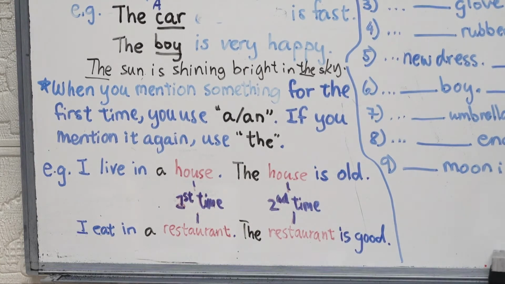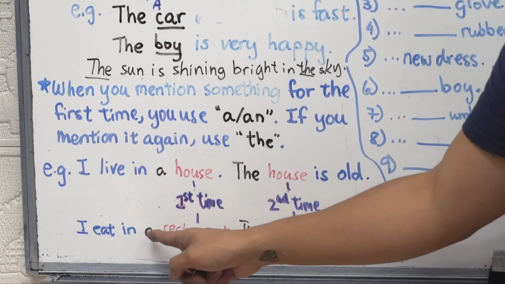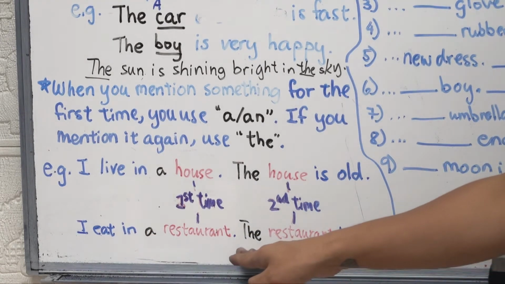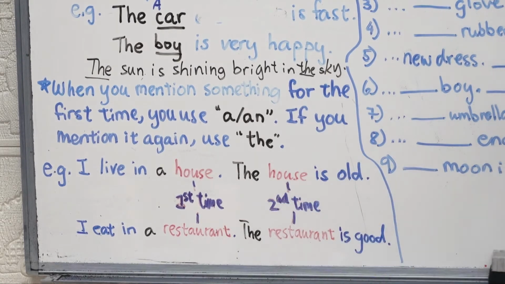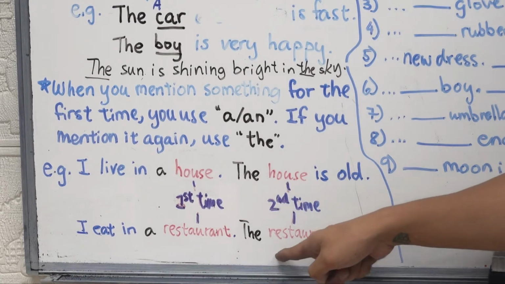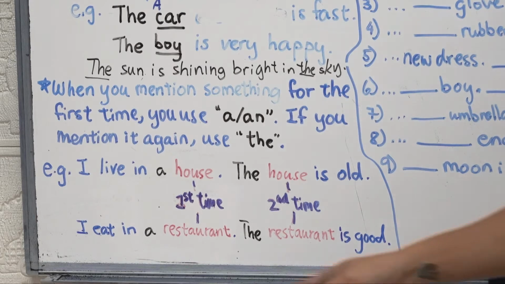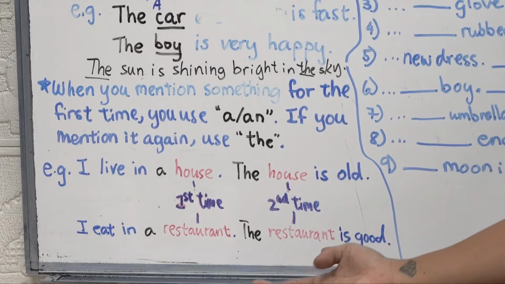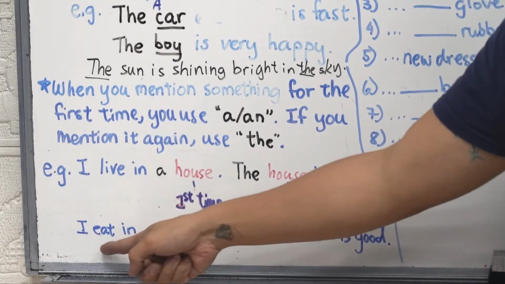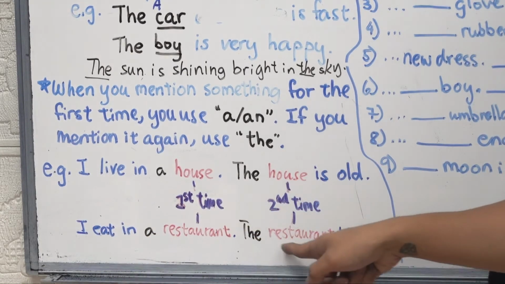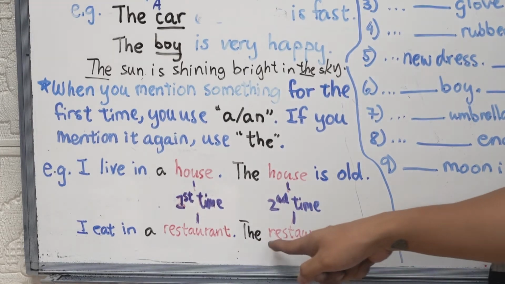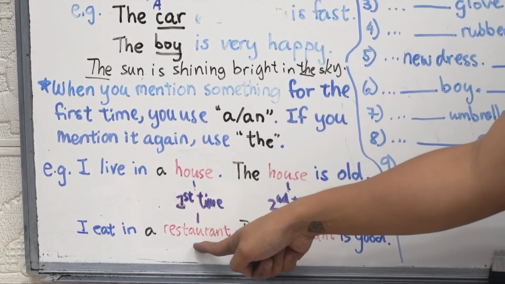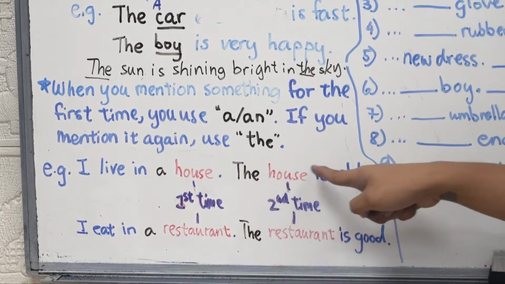Okay? So if you say, I eat in a restaurant, a is good. If you put a the second time, that means any restaurant is good. You don't exactly know which restaurant we're talking about. Is it the restaurant that I ate at, or the other restaurant next to the restaurant I ate at? So I eat in a restaurant. The restaurant is good. So this the restaurant is talking about the restaurant that I eat in. Alright? The house is old.